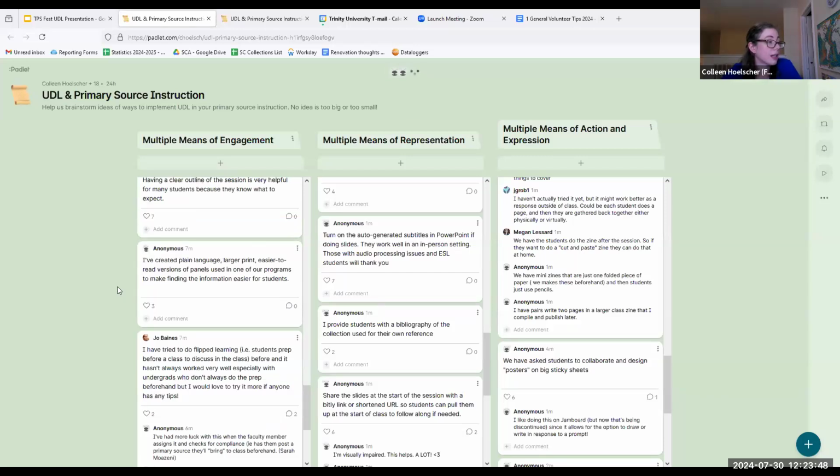Someone said creating plain language, larger print, easier to read versions of panels used in one of their programs to make finding the information easier for students. Yes, thinking about the accessibility just of your visual design and things.